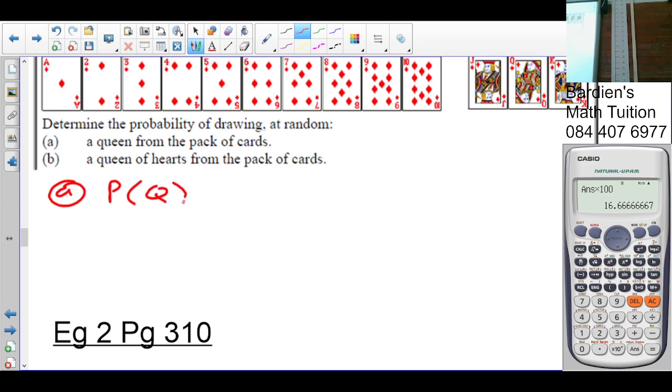There are 4 queens: the queen of spades, diamonds, hearts and clubs.